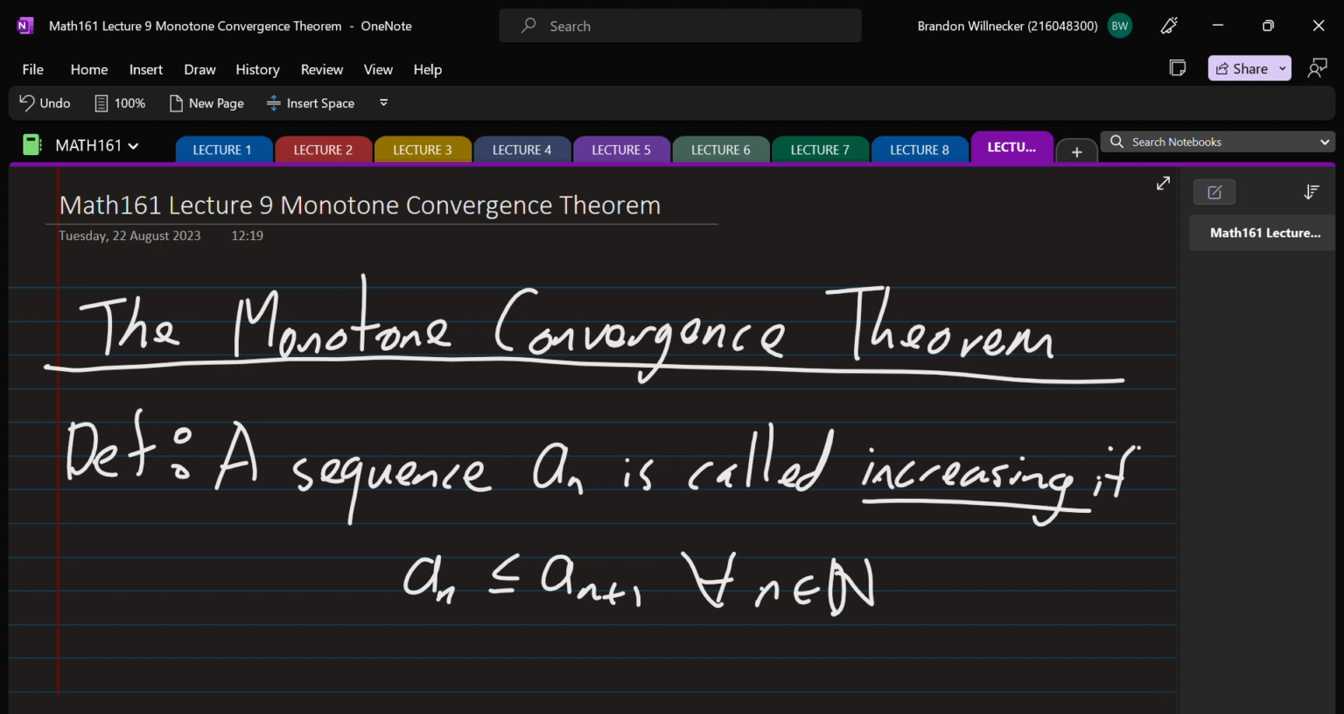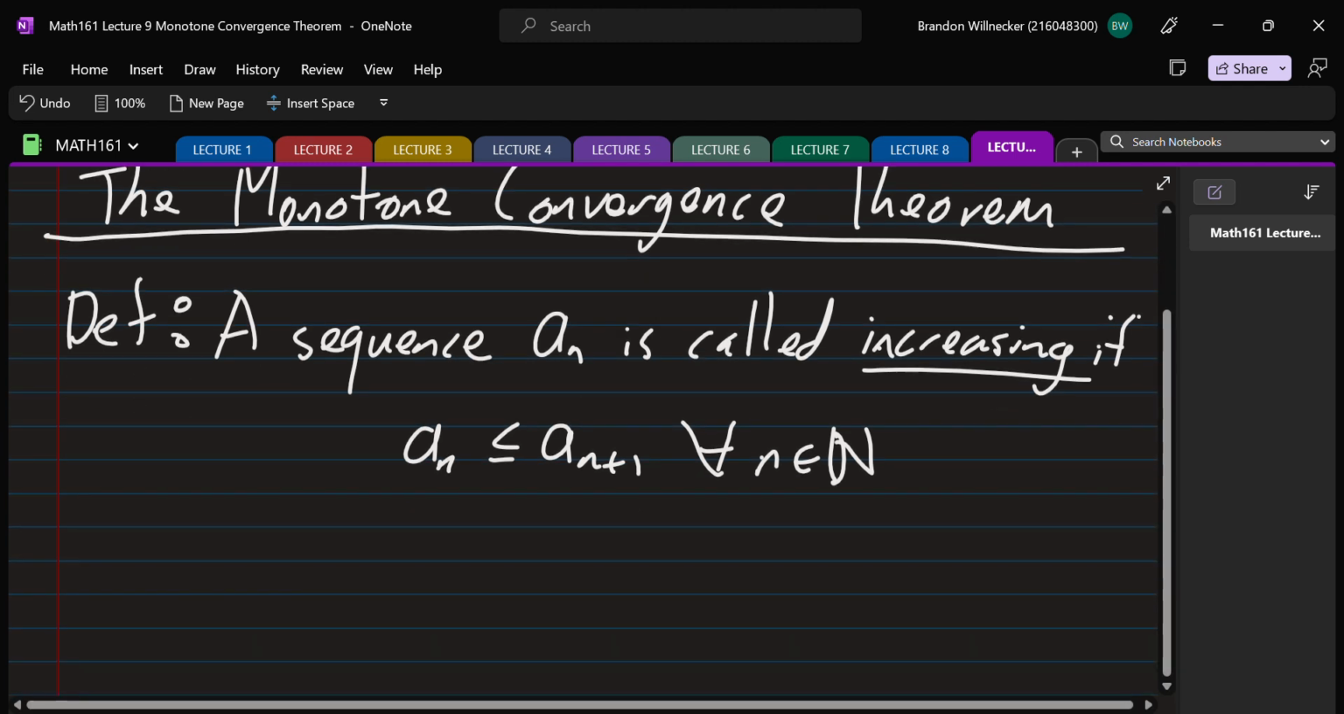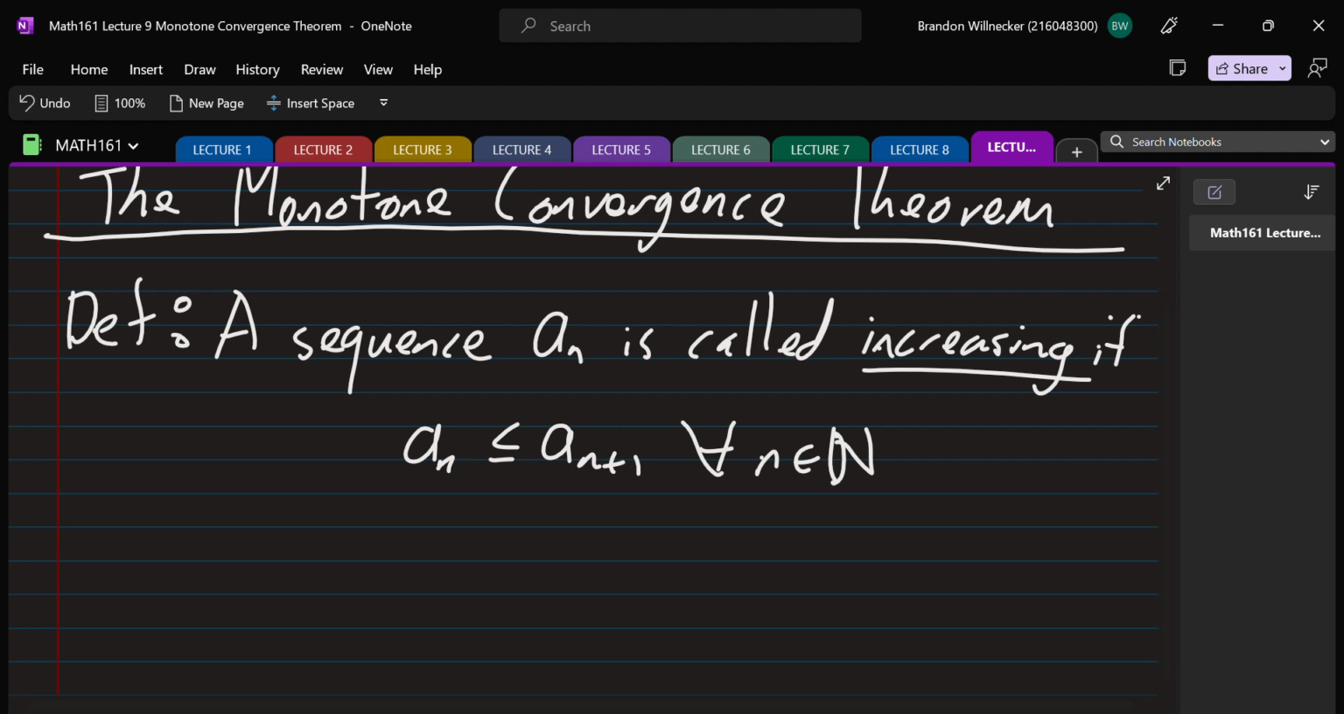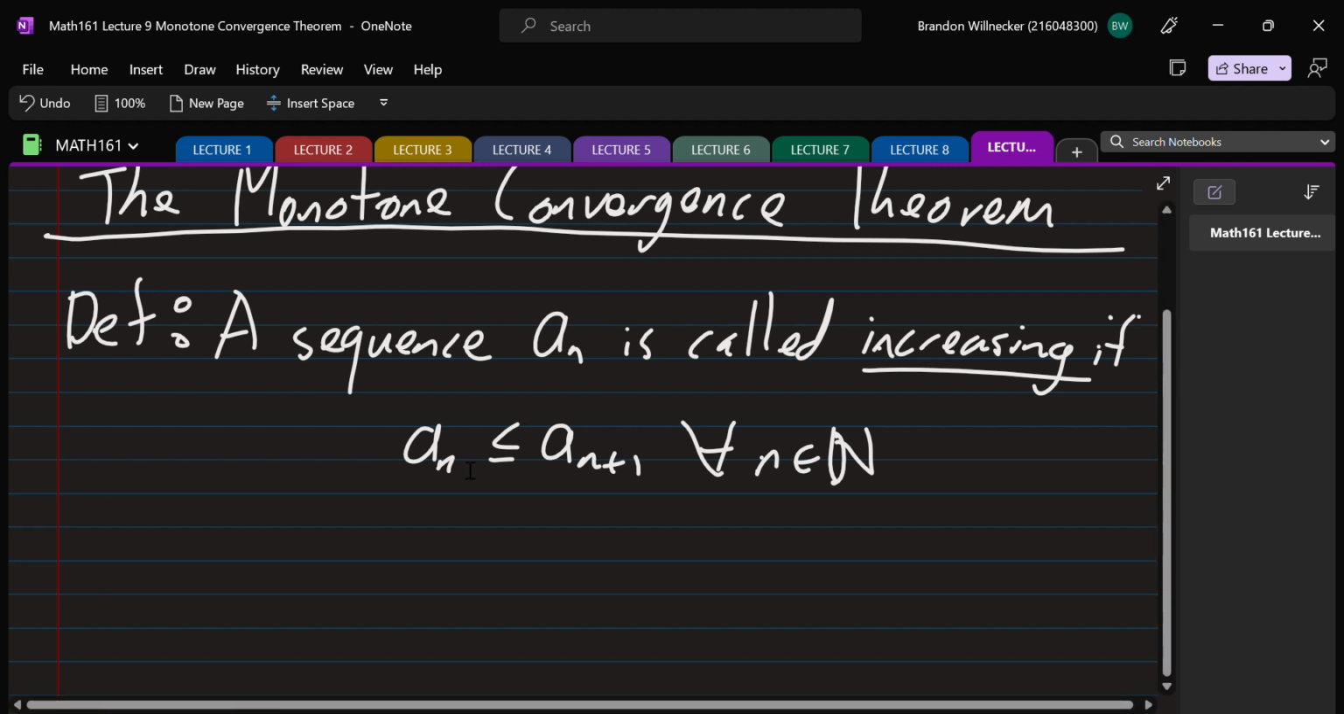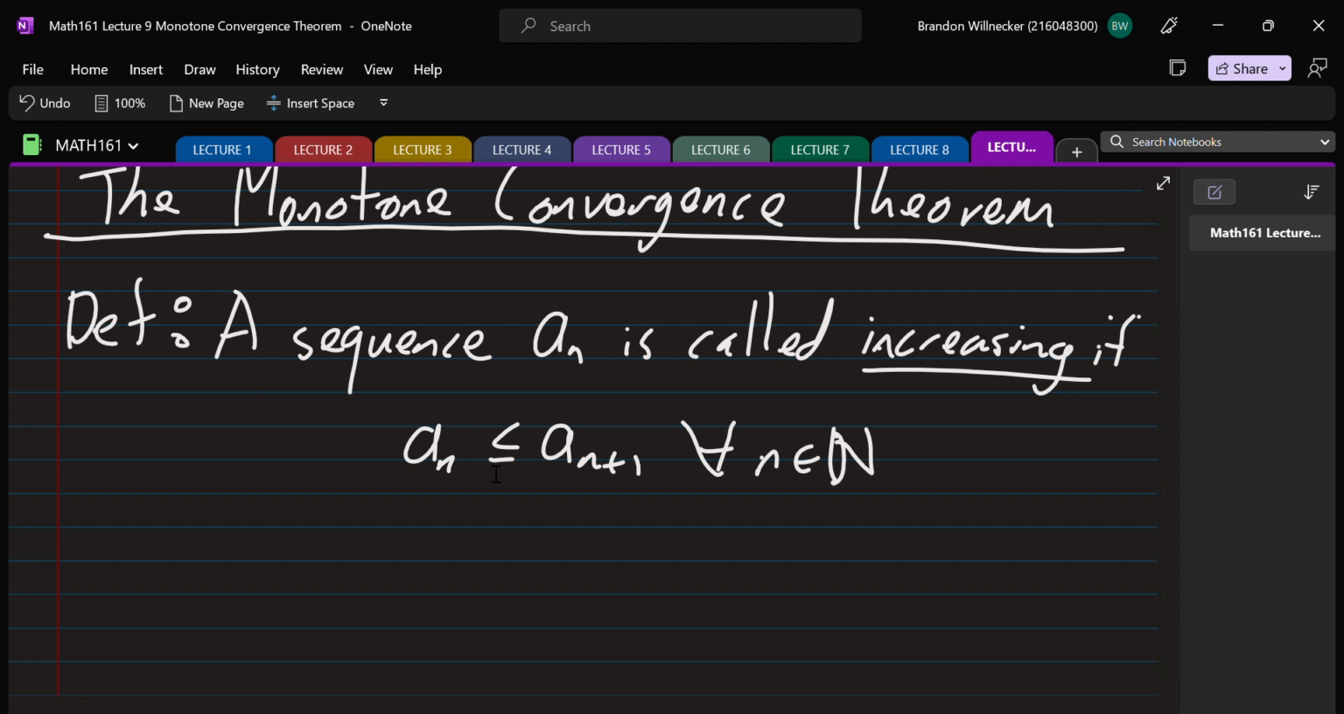So we have this constantly increasing sequence. Here it's less than or equal to, so it could be equal. You could have terms next to each other that are equal, but overall it's still increasing. If we replace the less than or equal to with just a less than, then we say it's strictly increasing. That's just some terminology.